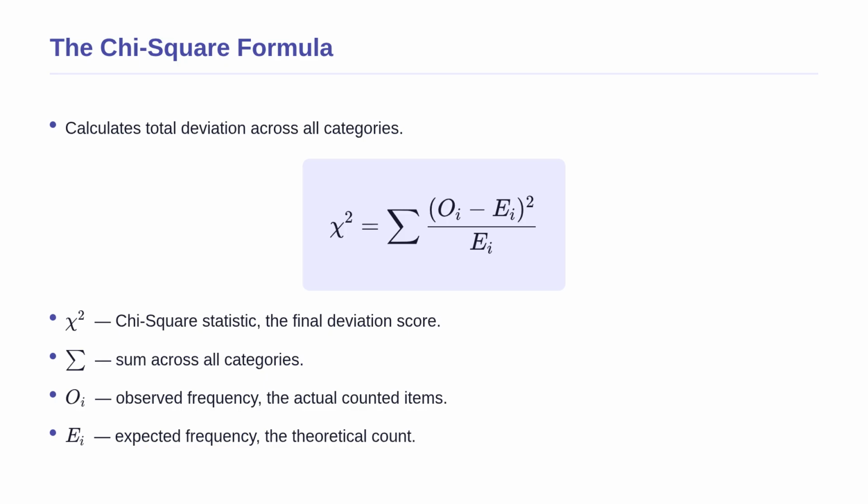If your observed values are very close to your expected values, this final score will be very small. But if they are vastly different, the score grows larger, strongly suggesting your initial hypothesis was incorrect.